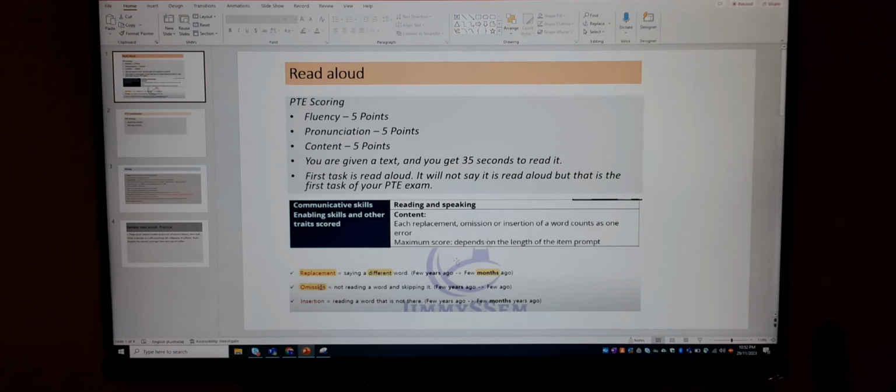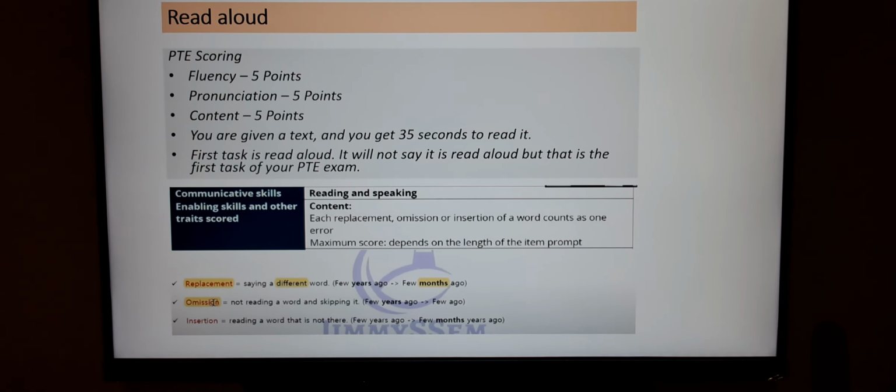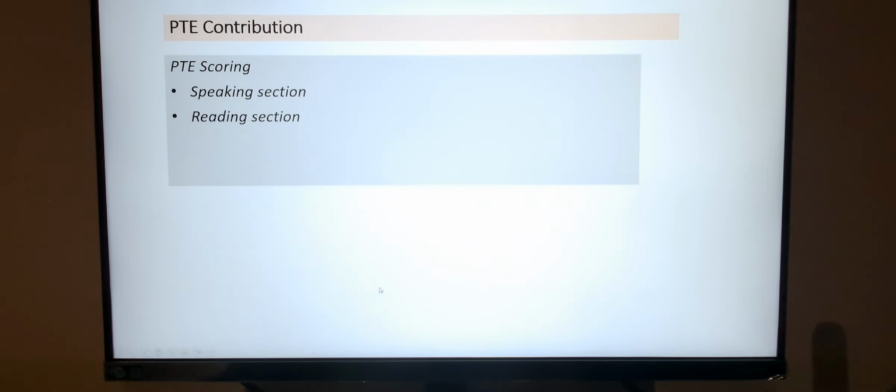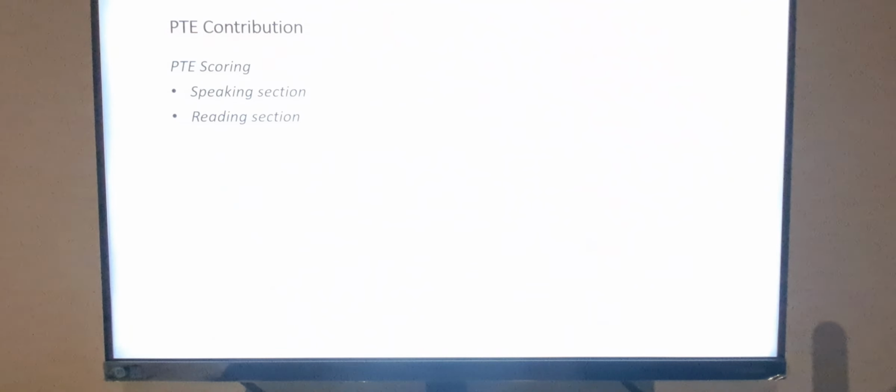So today I'm going to touch base with the read aloud section, because I think this is something many of you are struggling with, and I also got a couple of feedbacks that the videos on my channel were not that great. So I tried to make a better video on this and hope it will help you in scoring good marks in the read aloud section.